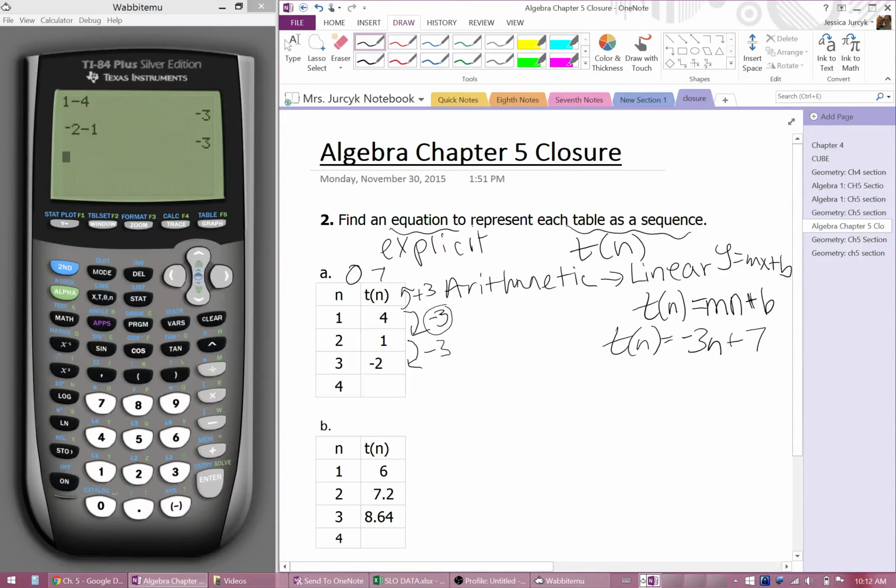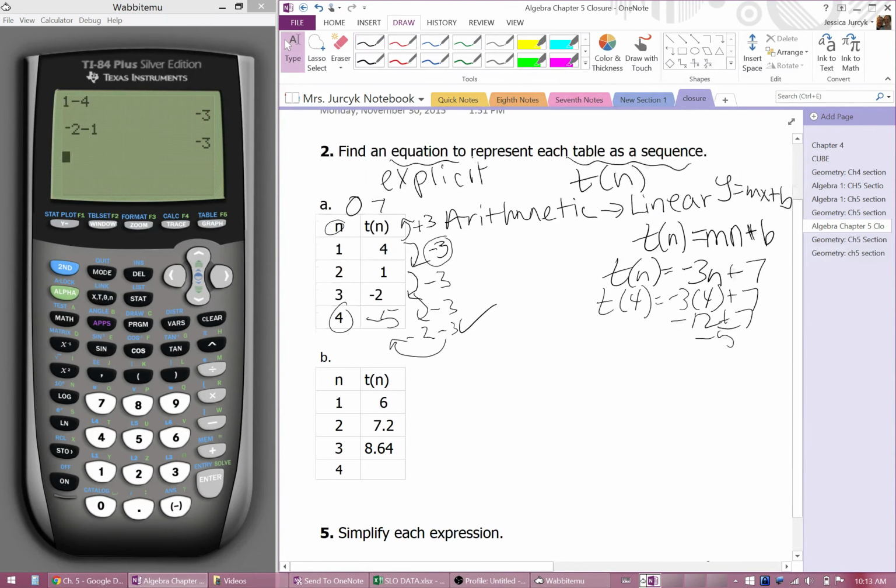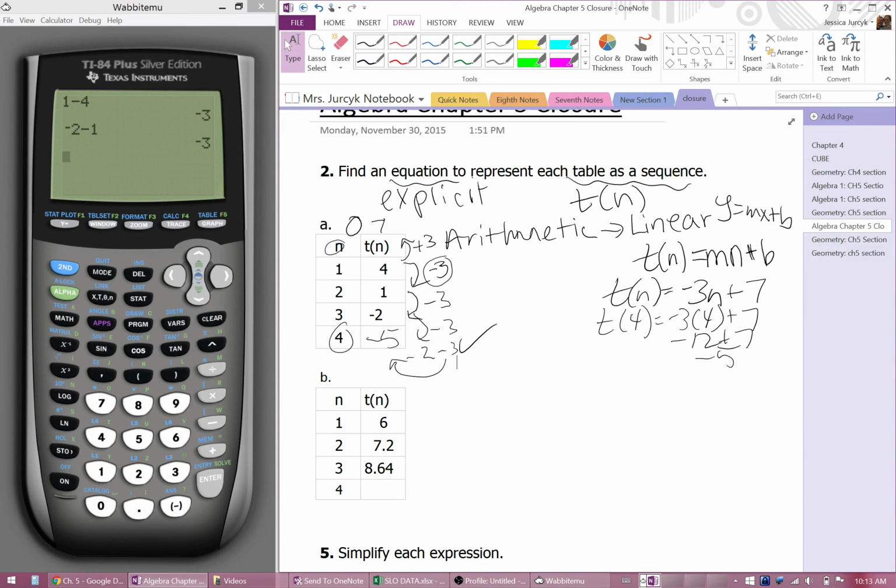So if we want to practice our equation, use 4 for n. T of 4 equals -3 times 4 plus 7, -12 plus 7, we get -5. Holy cow, use recursive equations. You do -3, -2, the previous term, -3, -5. So we got a check there. Check. Now, not completely finished yet. We have to do one more.